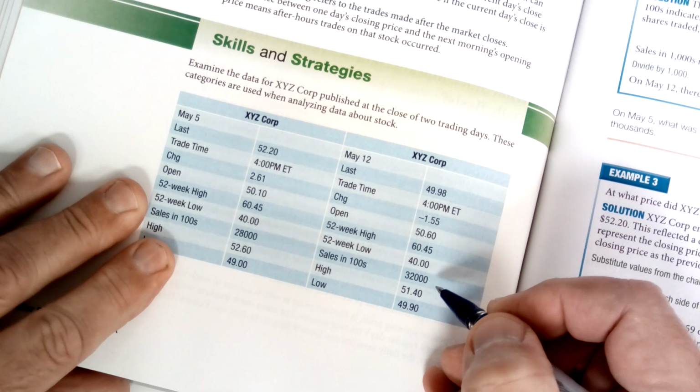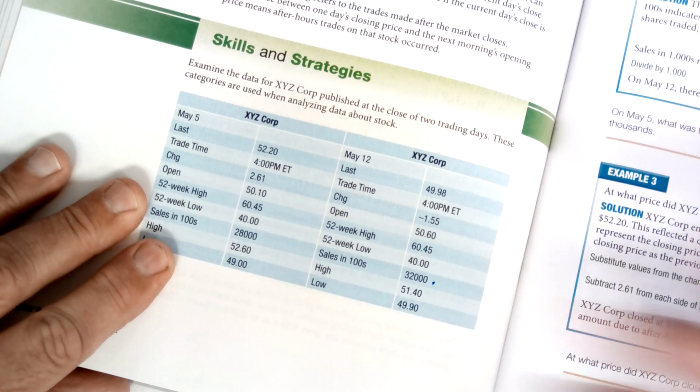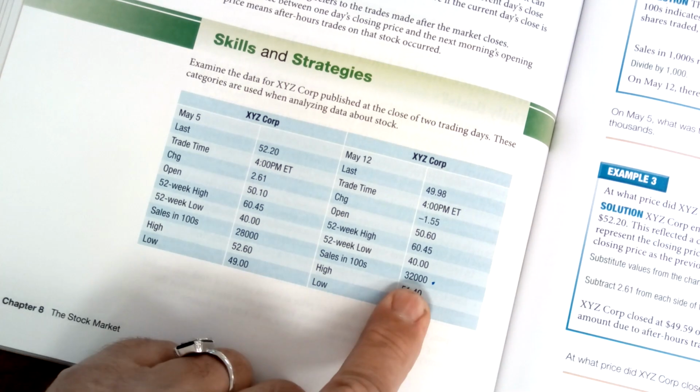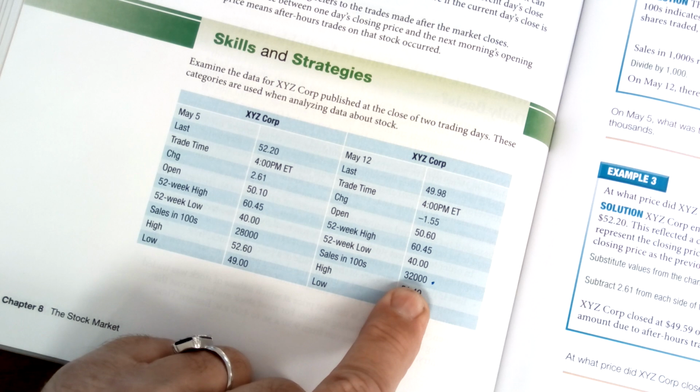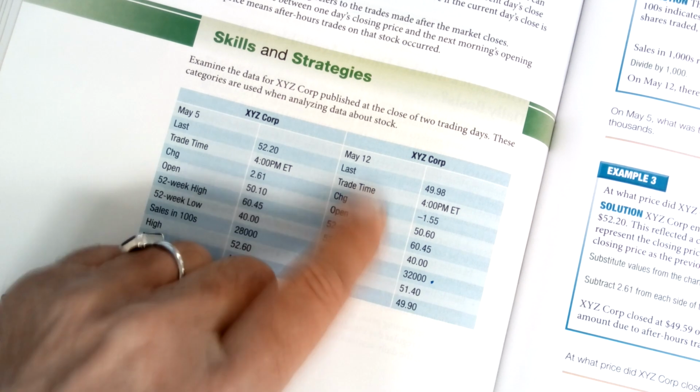And it's in hundreds. So you have to take 3,200 right here times 100. And that is the volume on that day of the stock that sold.